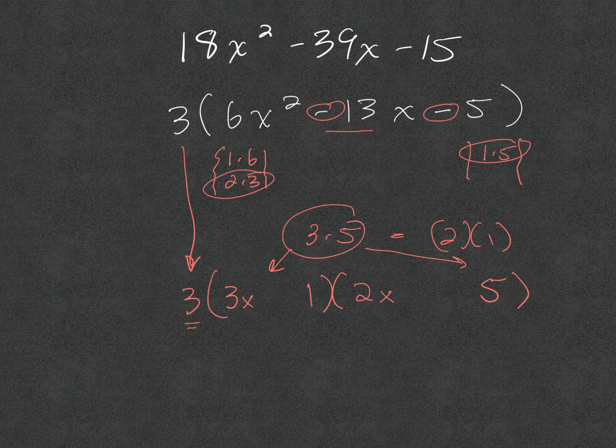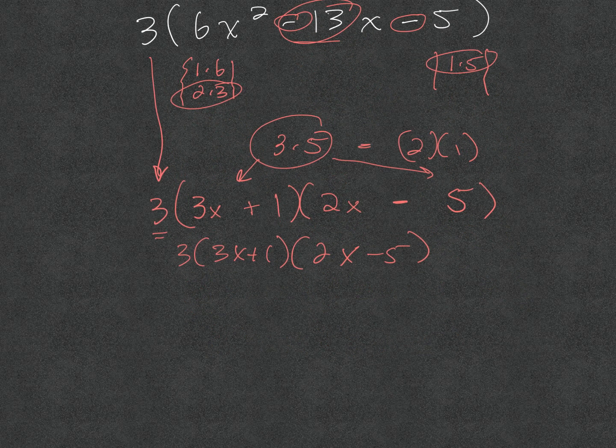Now, the negative 13. We have a negative 13. So the 3 times the 5 has to be negative. It's bigger. And then I have a positive here. So I have 3 times 3x plus 1 times 2x minus 5. Okay, now this is method 1 of doing these. This is what I call the outside times outside plus inside times inside.